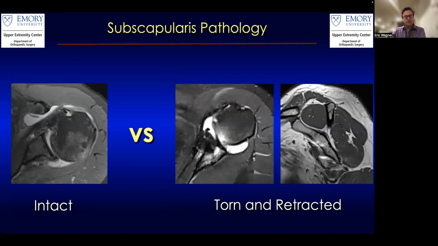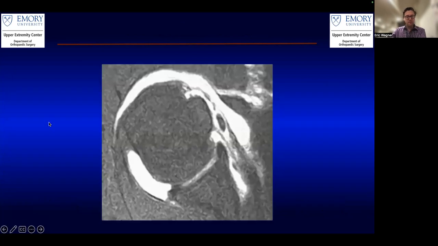So this is an intact subscapularis, as you can see. This is a torn and retracted subscapularis. So you can see this is basically blank lesser tuberosity, and then torn back here, and then there's fatty infiltration. So this is probably an irreparable subscapularis, but this has a nice thick subscapularis on the front part.